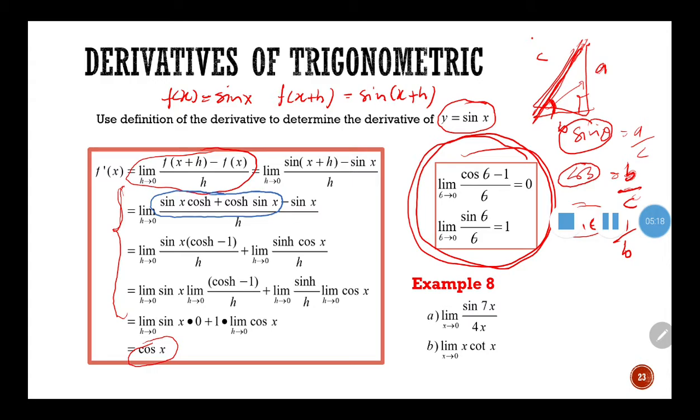Okay, how do we get this? sin(x + h) is equal to sin x cos h plus cos x sin h. Anyone can recall how we get this? This goes back to what you have learned before in algebra and trigonometry, where we have sin(a + b).